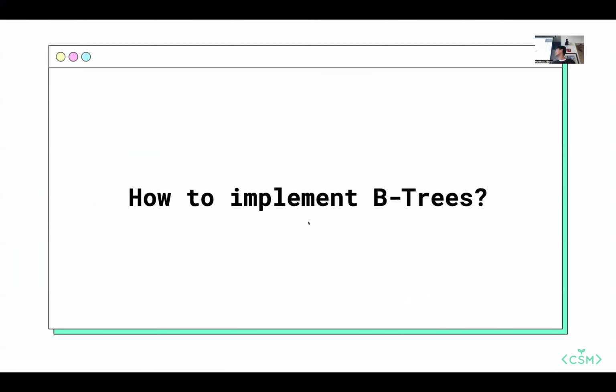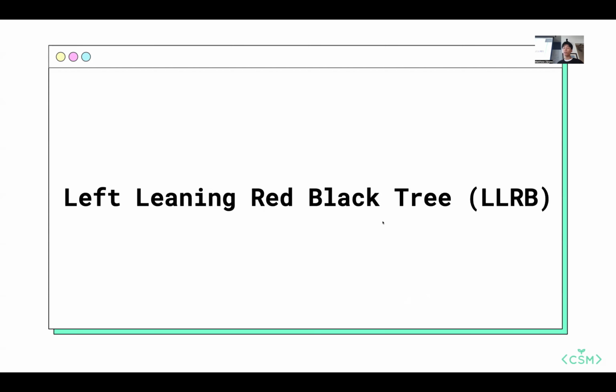So how do we implement B trees, right? The actual implementation of B trees is kind of annoying to do. So what we've done is we can create something called a left-leaning red-black tree. This way we're taking advantage of our binary search tree structure and slightly modifying it so it can act like a B tree.